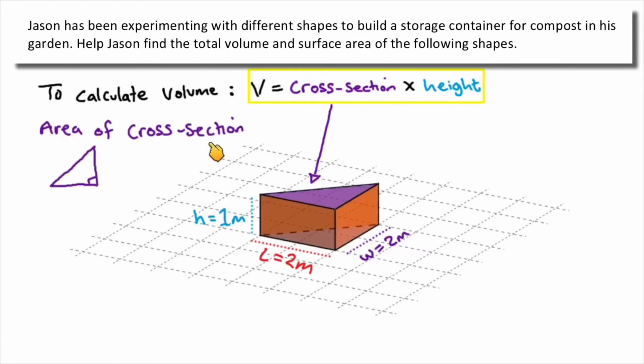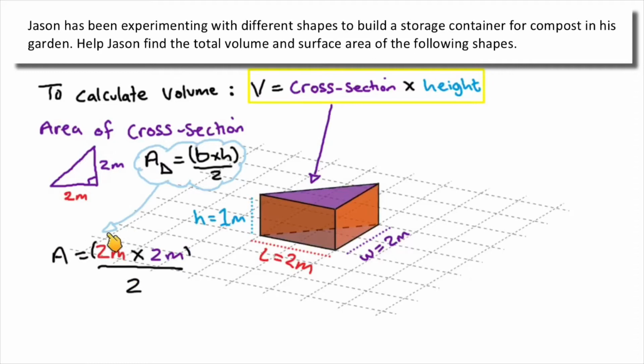Now the area of the cross section, in this case a right angle triangle. The formula for the area of a right angle triangle is base times height divided by 2. Since we know the base is 2 meters and the height is 2 meters, we can substitute into the formula: 2 meters times 2 meters divided by 2. The 2 cancels out. We're left with 2 m times m, which gives us a total of 2 meters squared.